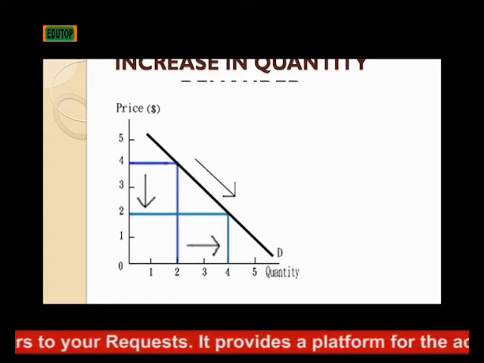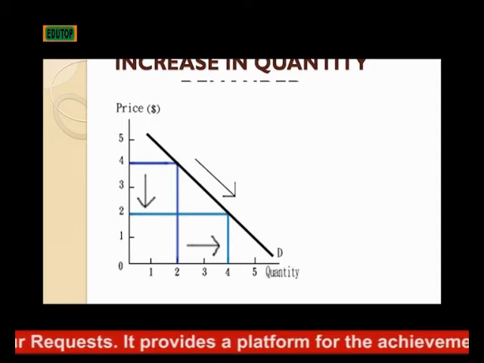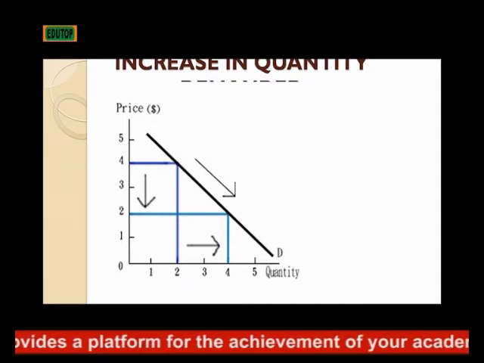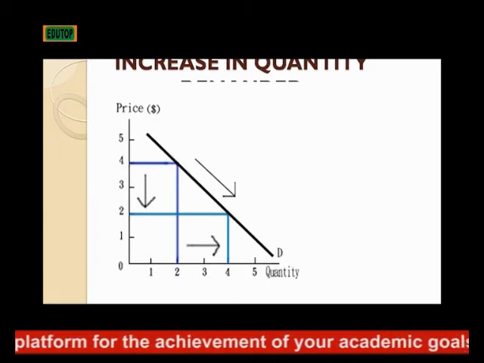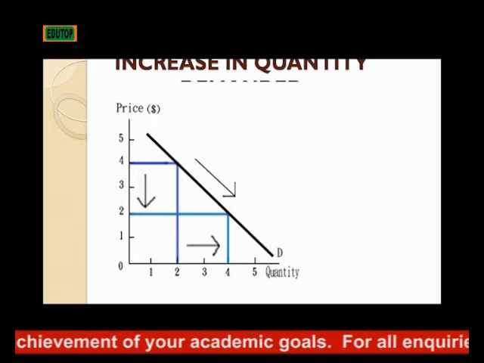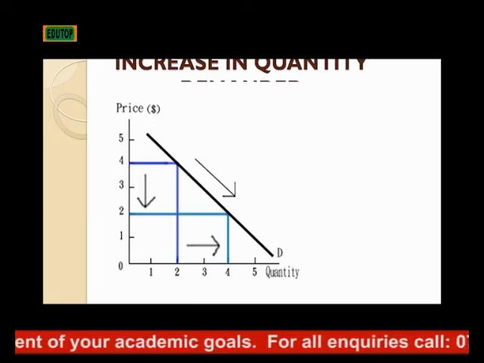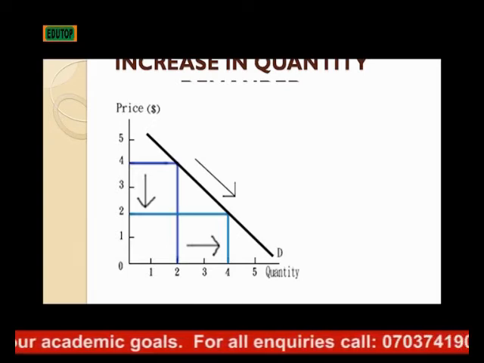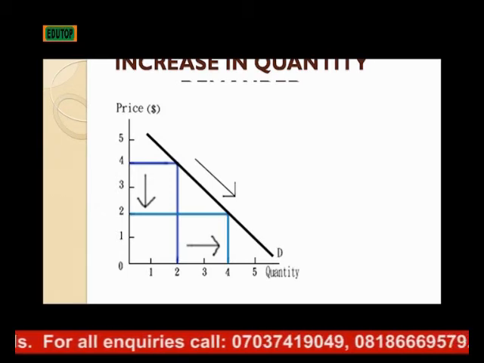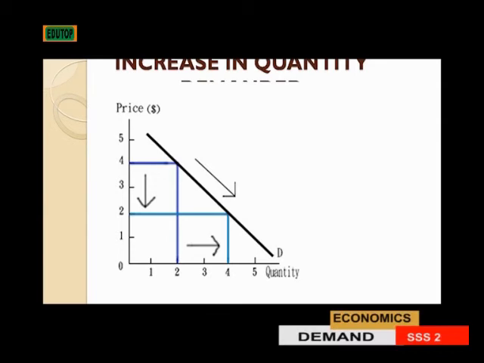And the other way around, when there is a decrease in quantity demanded, that means the price of that particular product increased from like 4 naira to 6 naira. That means the quantity demanded reduced from 4 to like 2. That means people will not want to buy more at a high price, and the quantity demanded will reduce. And that is a case whereby we have a decrease in quantity demanded.